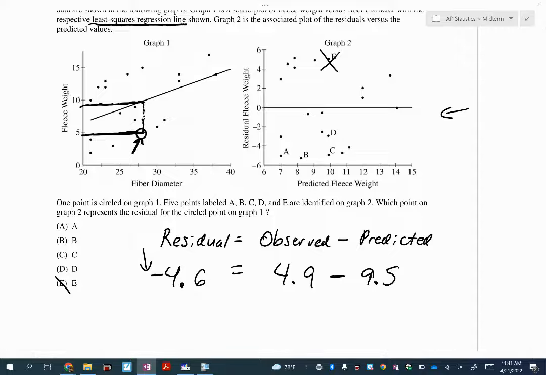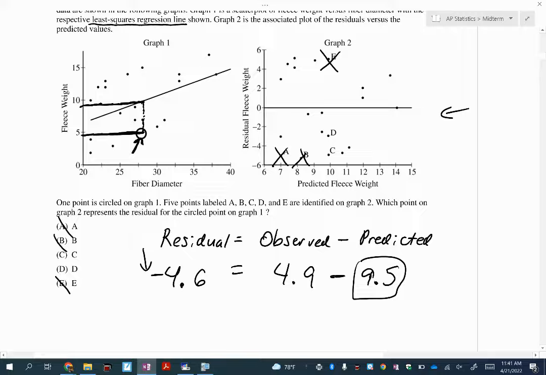All right? How are we doing so far? Pretty good. The next thing I read is the x-axis here. What's the x-axis? Predicted fleece weight, which is which number that I made up? 9.5. So now I'm going to go to 9.5, which, I guess I was wrong. It's more like 9.75. All right, so it could be C or D. So which ones am I crossing out next? A and B, because they're not at the correct predicted value.